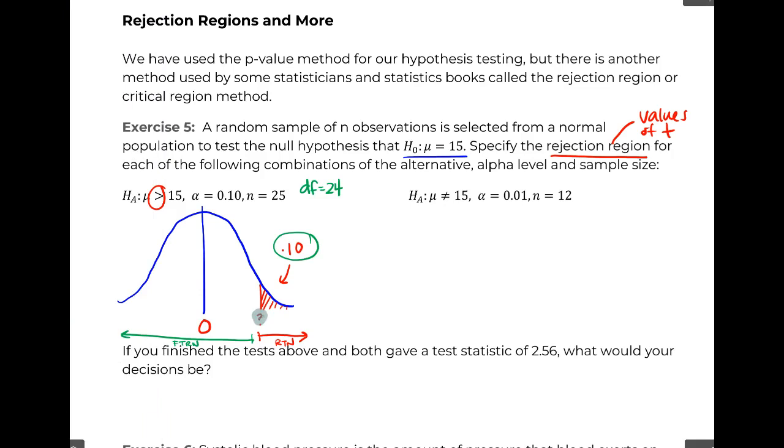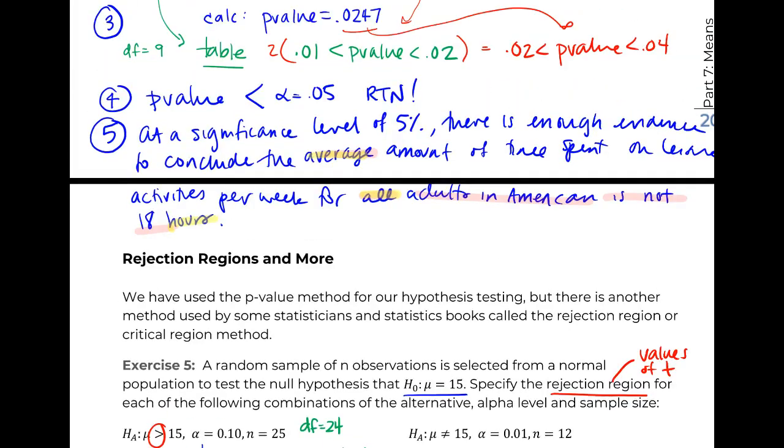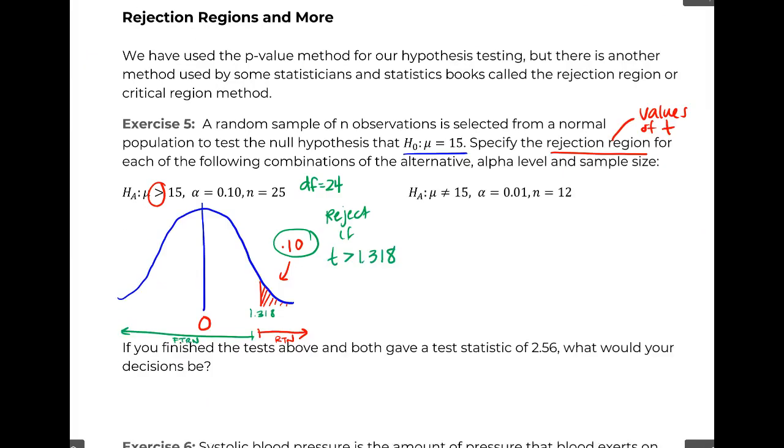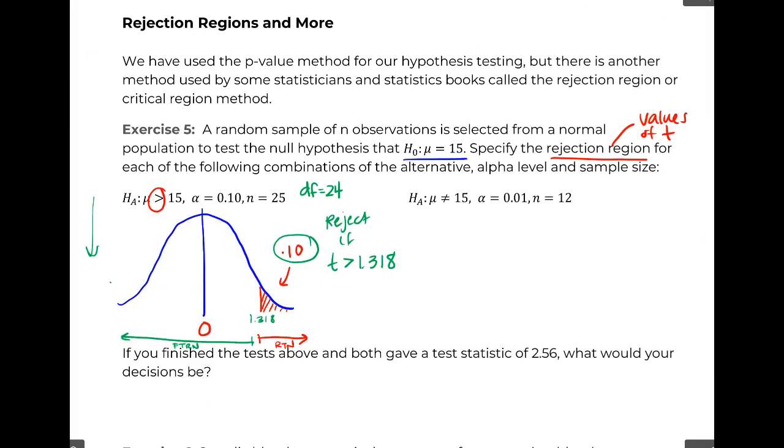I can erase this and put in 1.318. So our rejection region would be: reject if t is greater than 1.318, and we fail to reject in any other situation. So if we did a question like the previous one, all we'd have to do is look at our t and say, no, that's bigger, reject the null, instead of going to a p-value and comparing that to the alpha. So it's basically, do you go all the way down or do you meet halfway to do the hypothesis test? So you guys try out the other one.